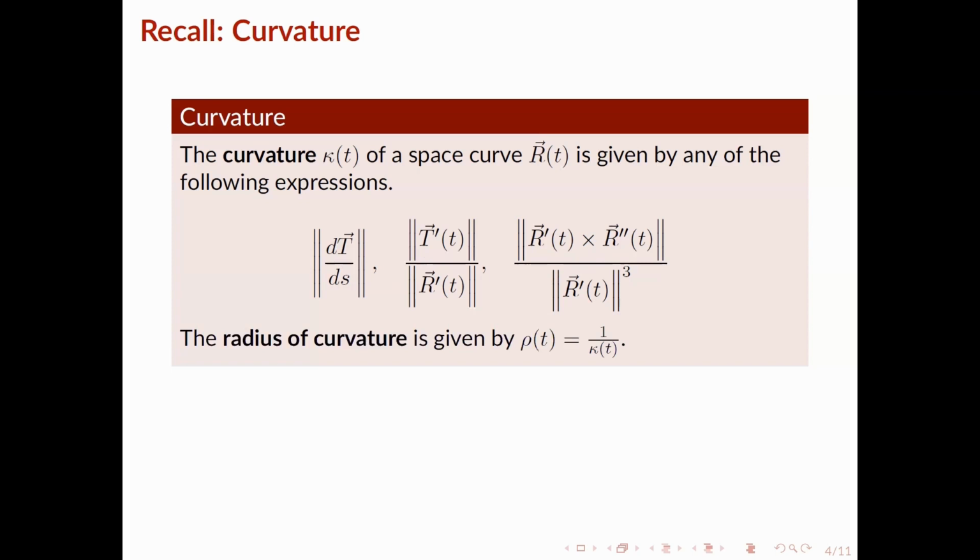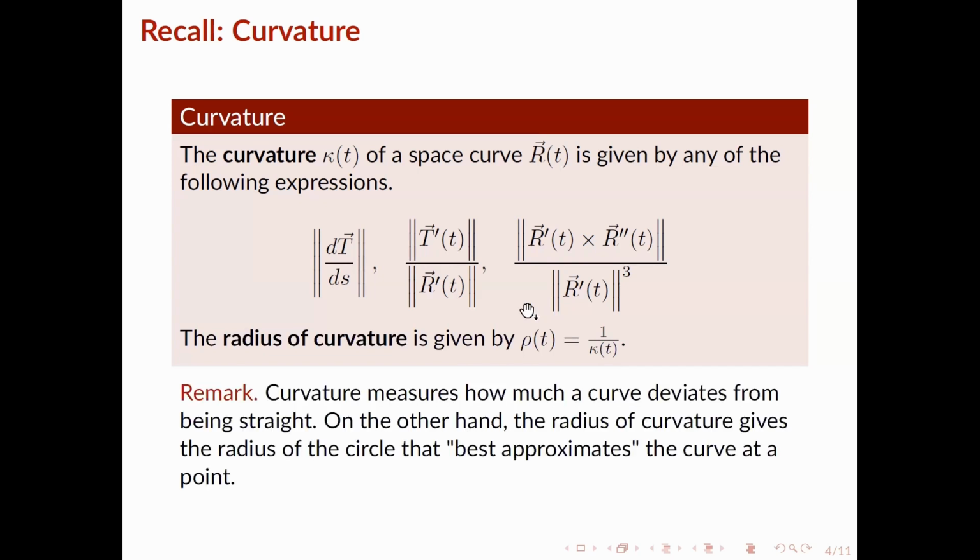The radius of curvature, on the other hand, is given by rho of t, which is equal to 1 over kappa of t. Now, the curvature measures how much a curve deviates from being straight, while the radius of curvature gives the radius of a circle that best approximates the curve at a point.